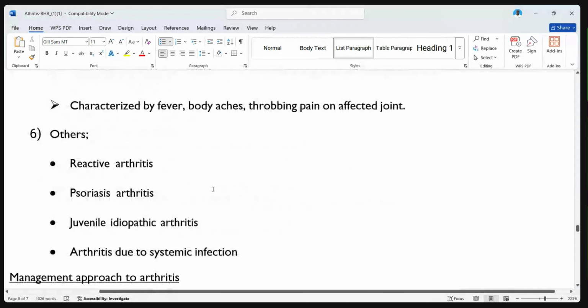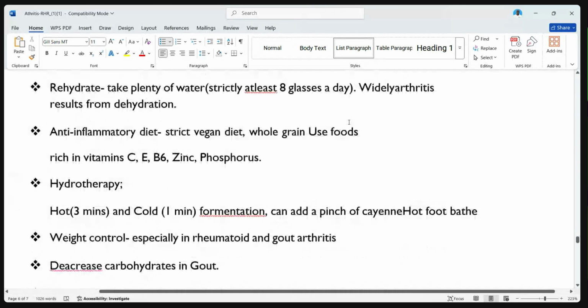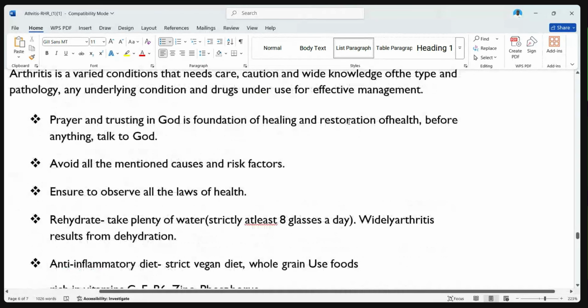Of course, we have others like reactive arthritis, psoriatic arthritis, juvenile idiopathic arthritis, and arthritis due to systemic infection. Actually, all this is in one way or another attached to the ones we have been able to talk about. And so that is what causes arthritis. And I will proceed by, of course, giving more insight on the causes as we talk about management.